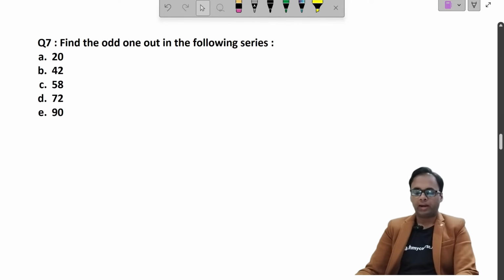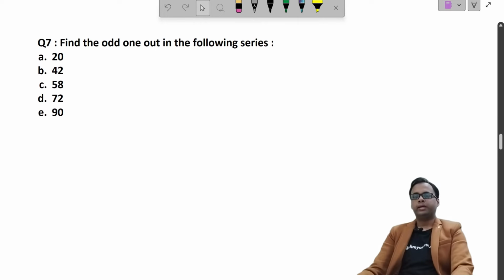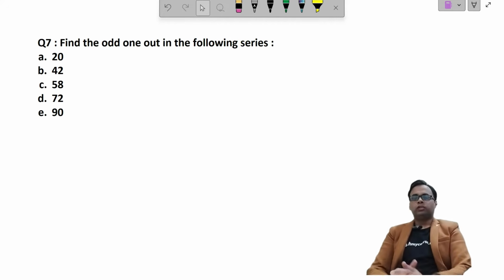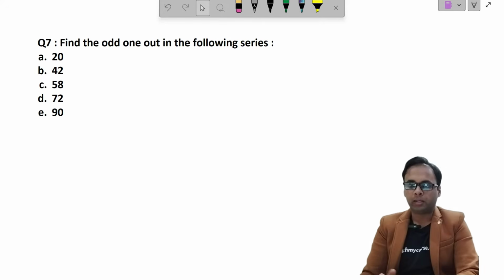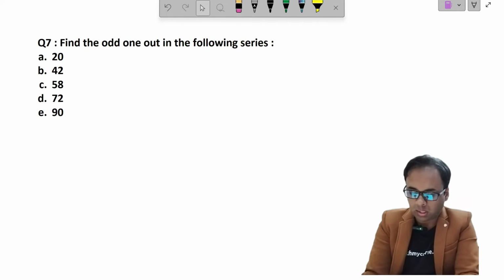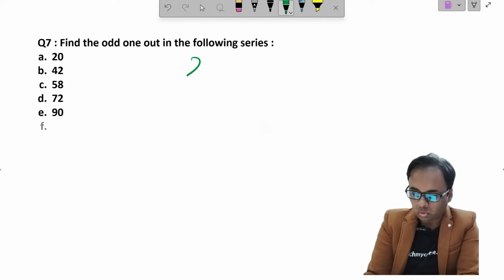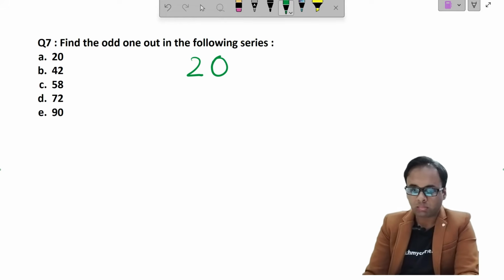Now this is also like that. Find the odd one out in the following series. So here also we have to first of all find out some sort of pattern out there. So the options are 20, 42, 58, 72 and 90. So 20, what we can say about 20?